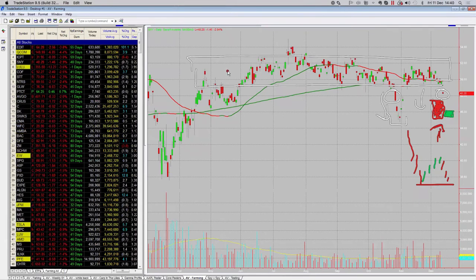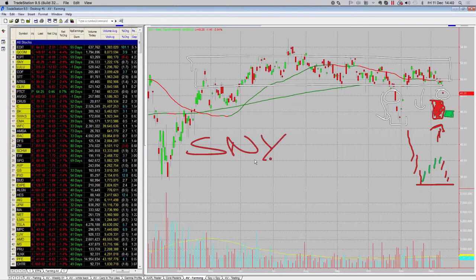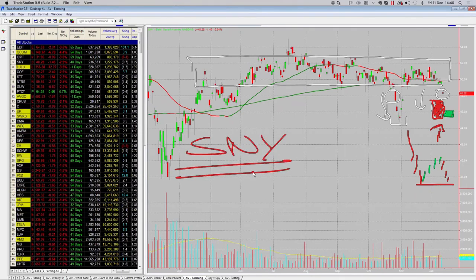The color of the stock is in green. This is, my apologies, SNY. Sanofi Aventis. It sounds like a spell off Harry Potter, doesn't it? SNY, Sierra November Yankee.